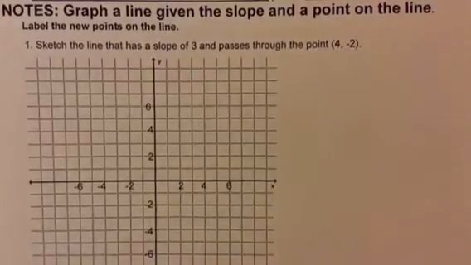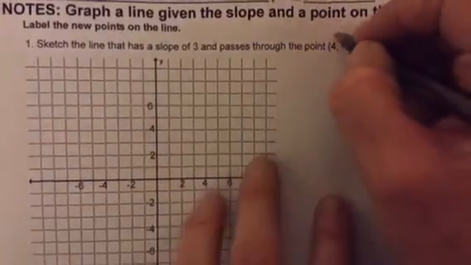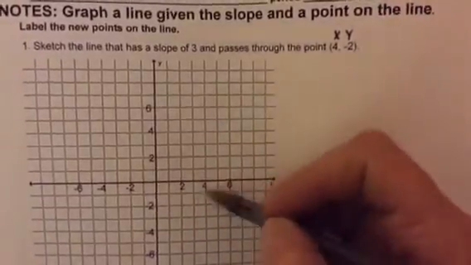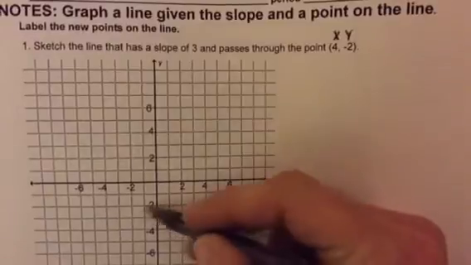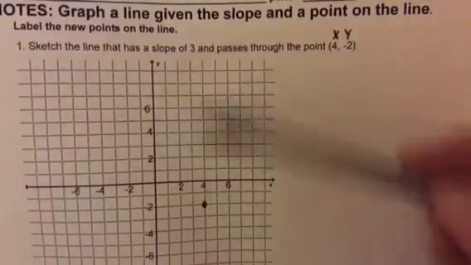This lesson is showing how to draw a line through a point given the slope of that line. So we are going to start with, it says to sketch a line that has a slope of 3 and passes through the point (4, -2). So first of all, we have to find the point (4, -2). We'll locate that: the coordinate of x is 4, the coordinate of y is -2. So we'll go to 4 on the x, -2 on the y, and plot that point. So we have a line that's going to pass through that point.